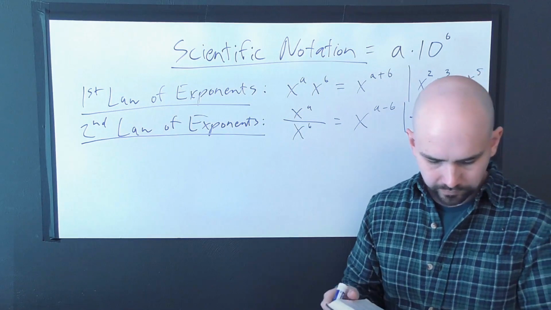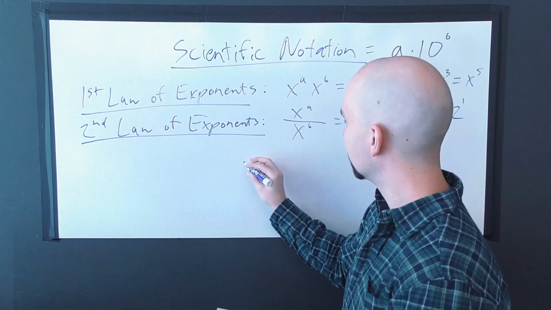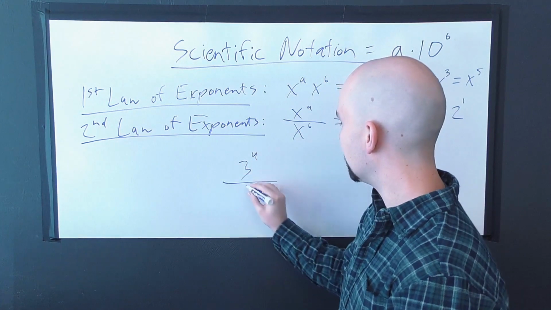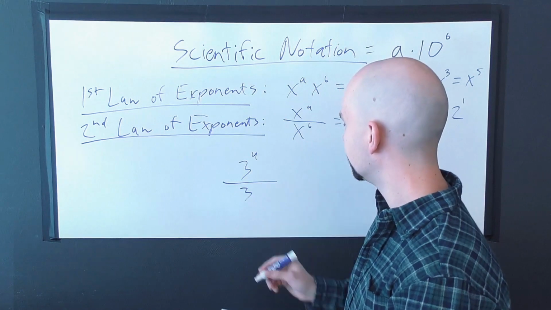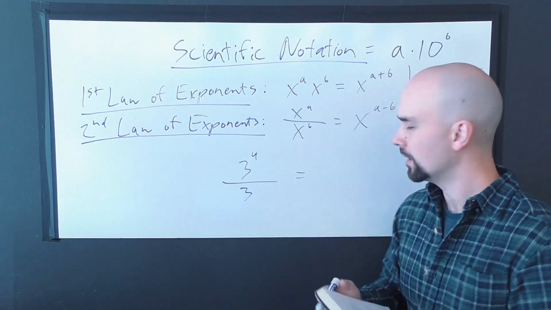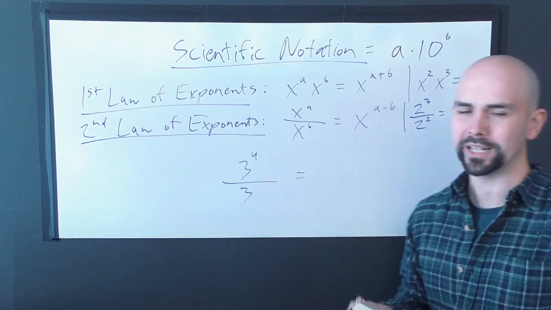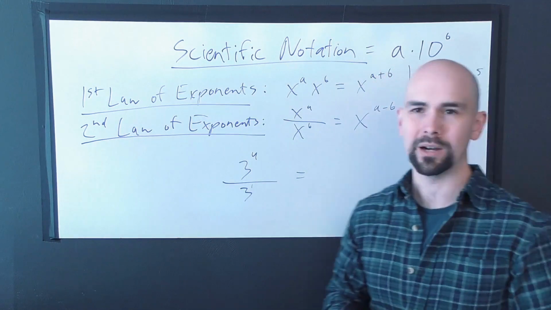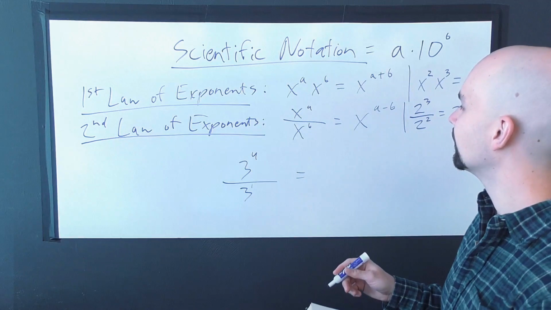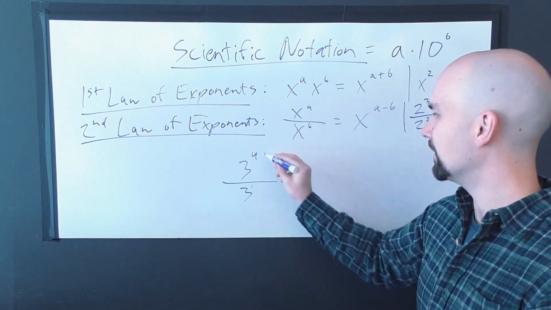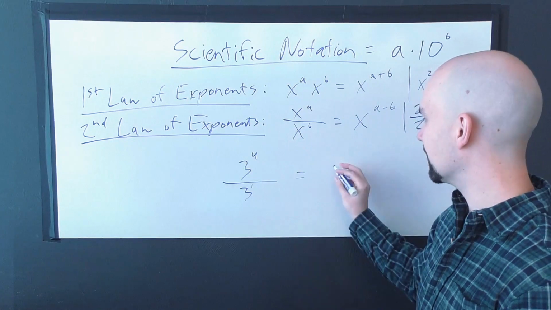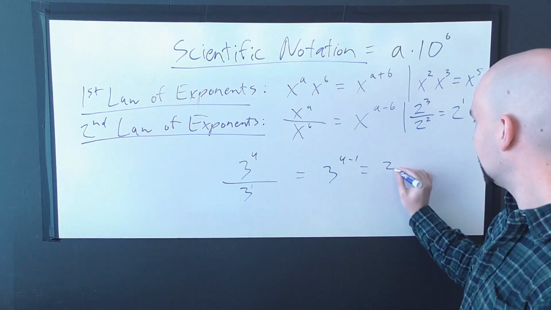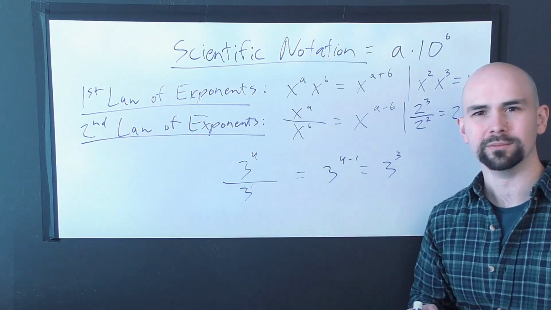So if I had 3 to the power of 4 divided by 3, what do I get? First of all, what's the power of just regular 3? Well, that would be raised to the power of 1. Because any number to the power of 1 is just itself. That's an important thing to know. So now I could actually solve this by subtracting the power in the denominator. So I could say 3 to the power of 4 minus 1. And that would be 3 cubed.